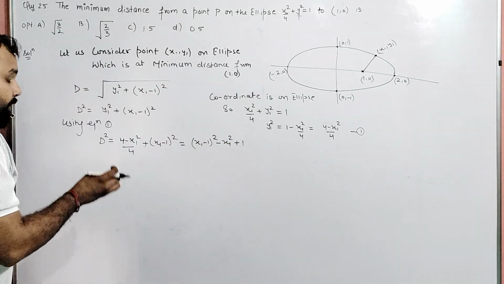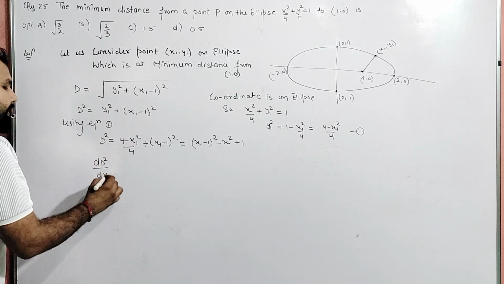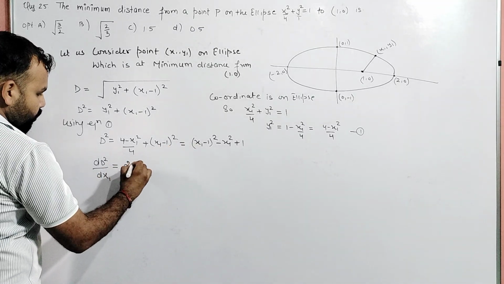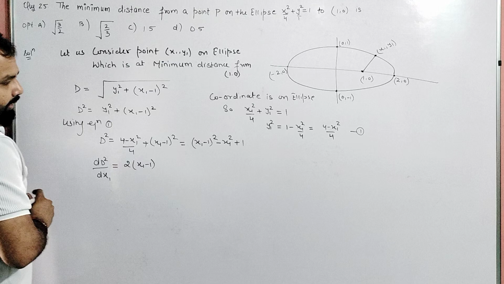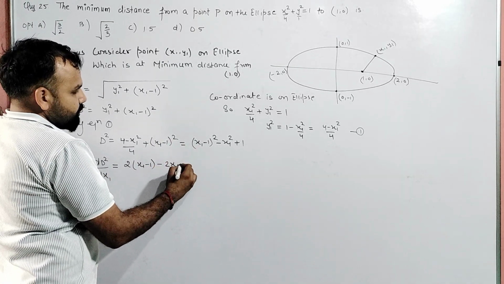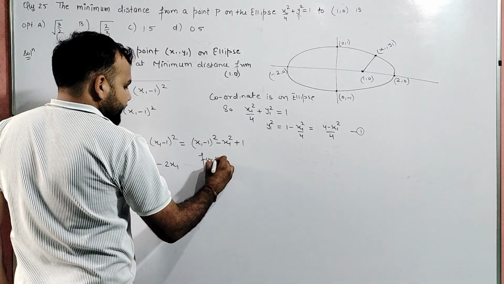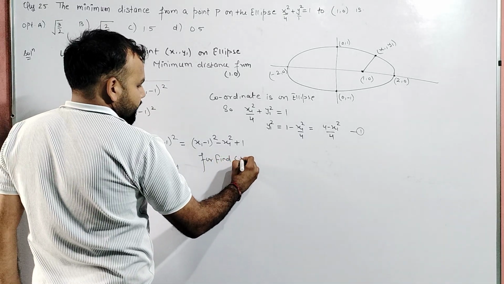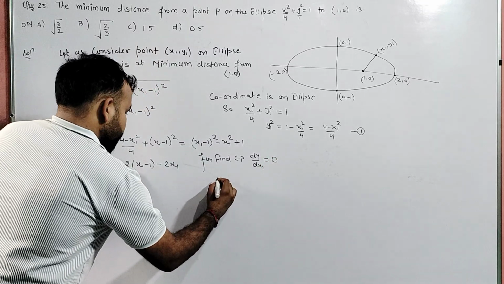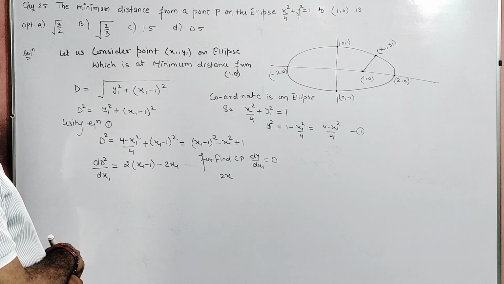And we know very well if x is variable, so by using the derivative of this distance with respect to x1, we get 2 times x1 minus 1, derivative of x1 with respect to x1, that is 1, minus 2 times x1 plus 0. And we know very well, to find critical points, dy by dx will be equal to 0. So put this equal to 0, 2 times x1 minus 2.